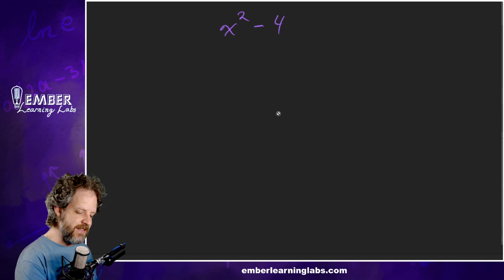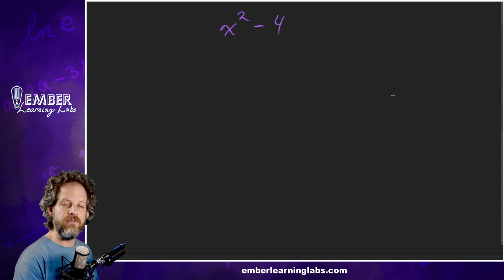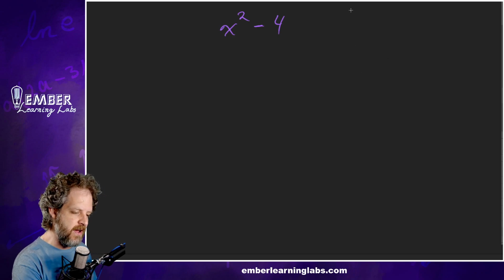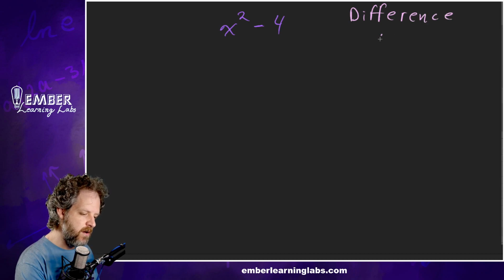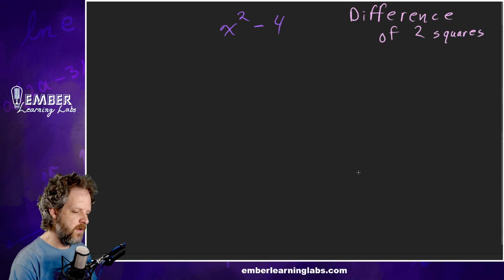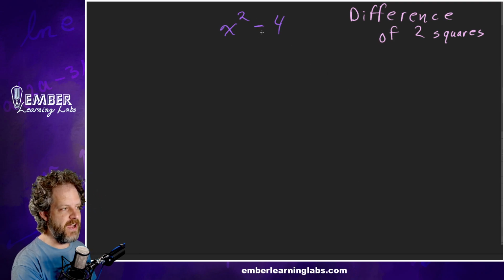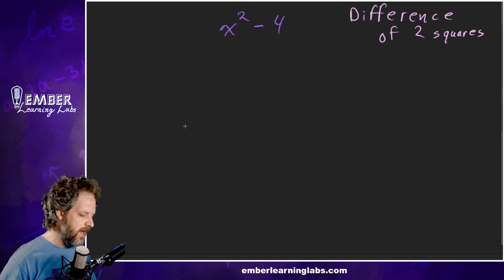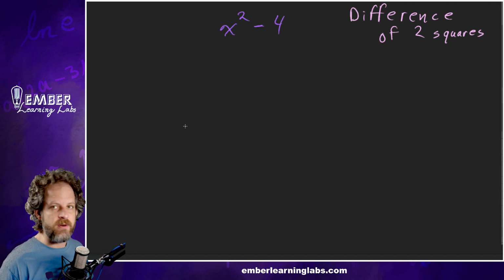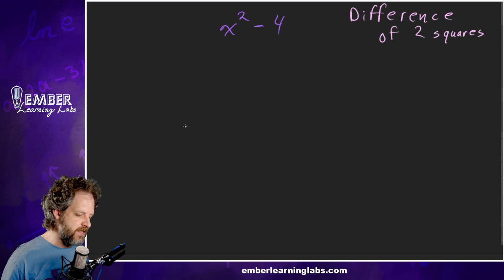What this is, is a difference of 2 squares. I'm going to go ahead and write that out. Difference of 2 squares. Right? So it's a difference, meaning subtraction, and then 2 perfect squares. What are perfect squares? Let me remind you of that. Again, we're in review mode. Want to make sure we get all the little bits and bobs in our head.